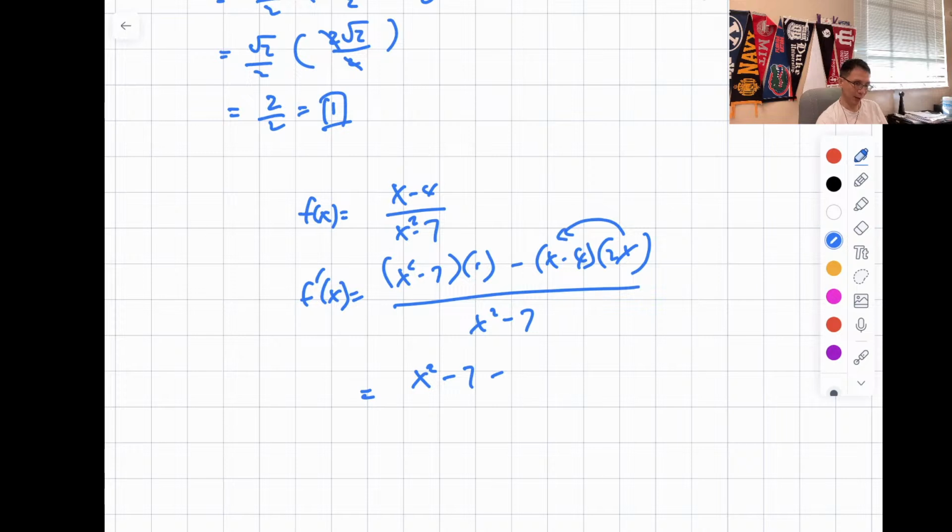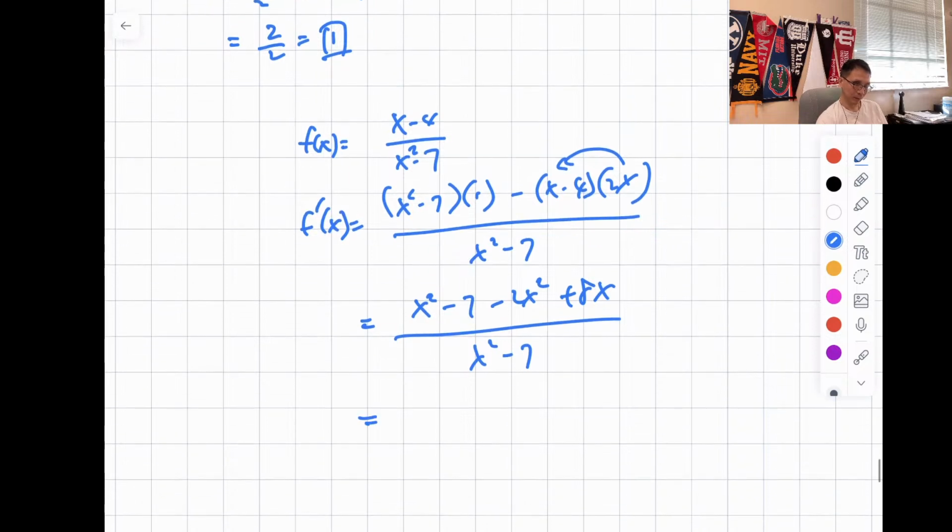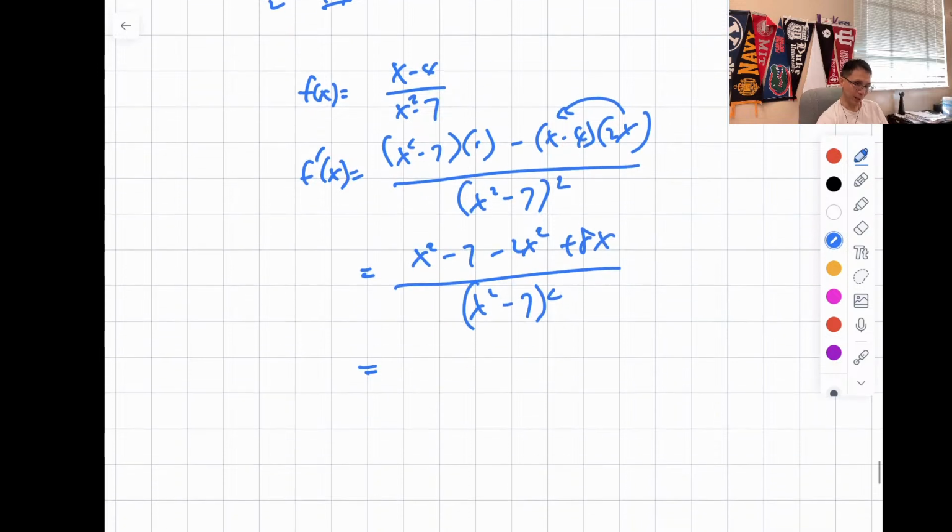2x times x is equal to what? 2x squared, is that okay? And 2x times negative 4 is what? Plus ax, right? Is that okay? Yep, low d high minus high d low, I forgot. So that's going to be negative x squared plus ax minus 7 over x squared minus 7 squared.